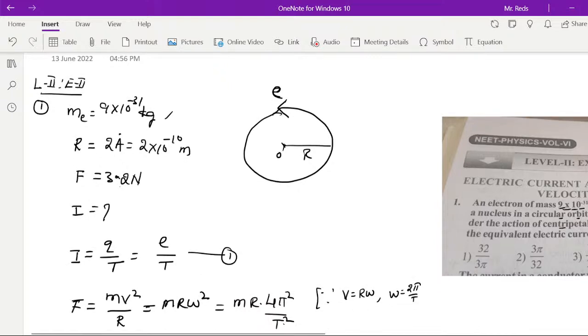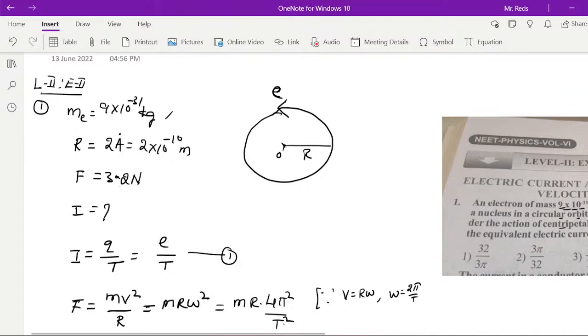We know equivalent current of any charge revolving in a circular orbit is Q by T. Here the particle is an electron, so charge of electron is e. So e by the equivalent time, which is the time period. That means in one revolution, what is the current produced, that is the meaning of equivalent current. Now as the time period is not given, how to get this time period? If you get the time period, then you can substitute here and calculate current.